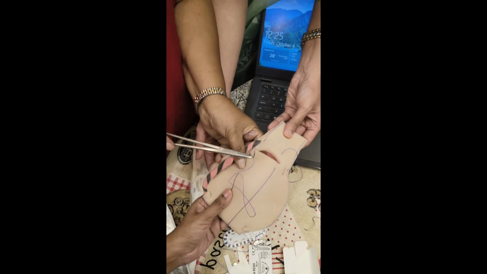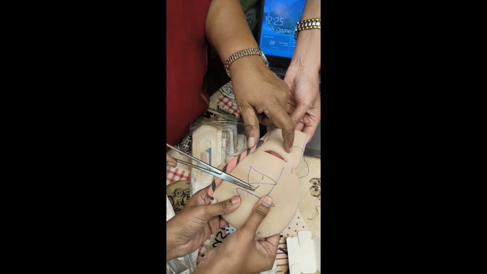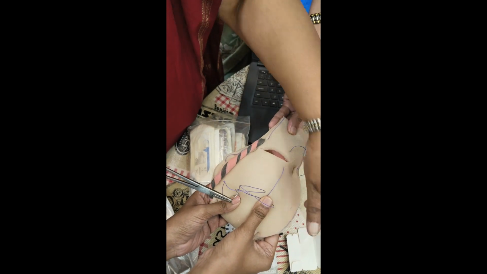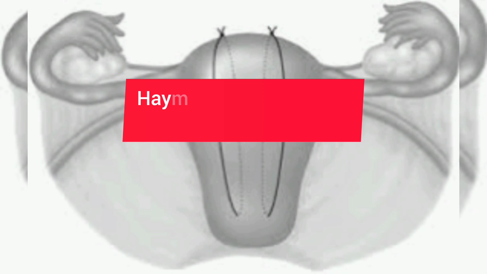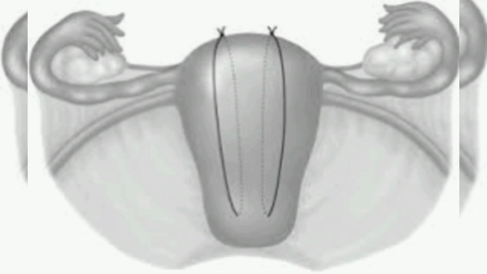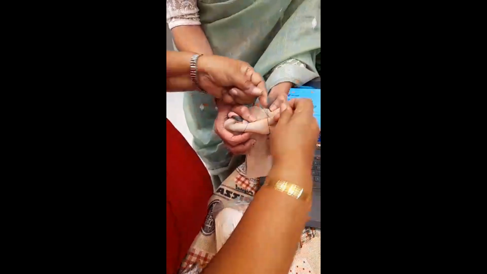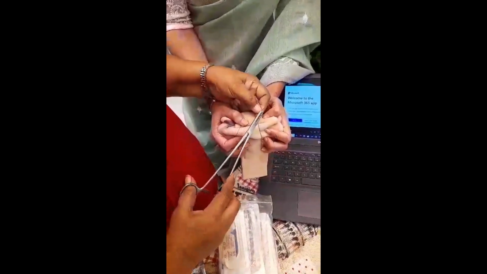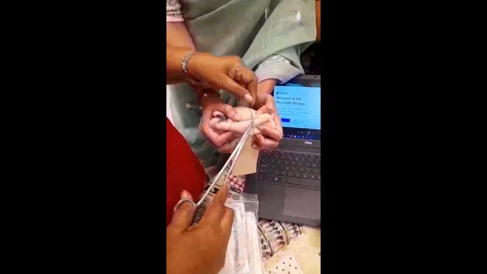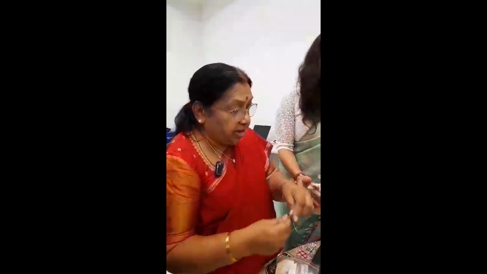When you're tying, see now here you took A and B, so that is C, D, E. Okay, this is the modified B-Lynch, Hayman's, Arulkumaran's suture.